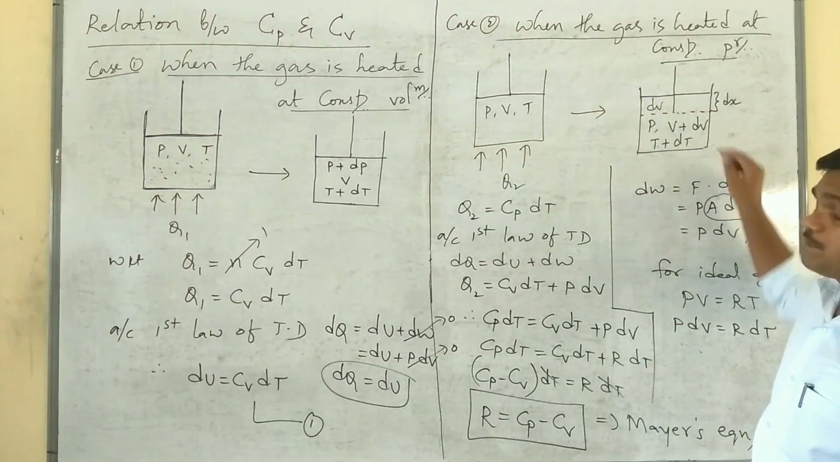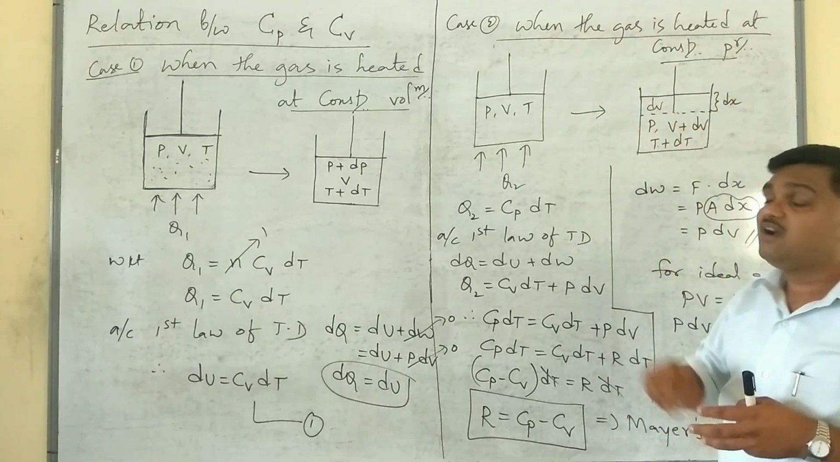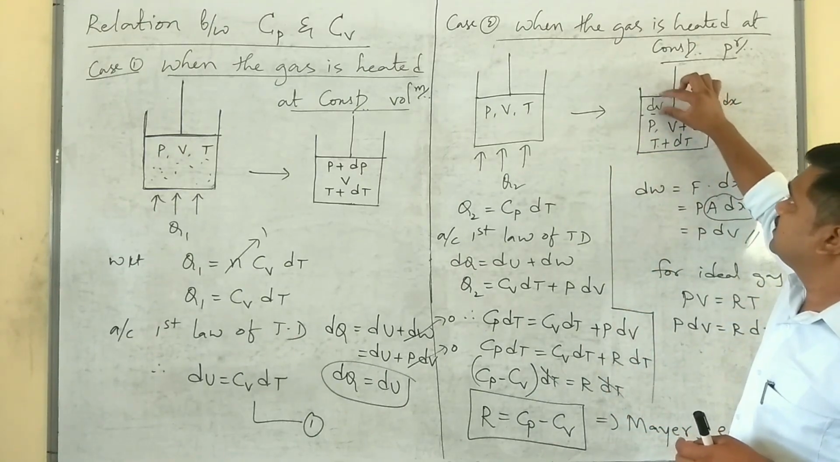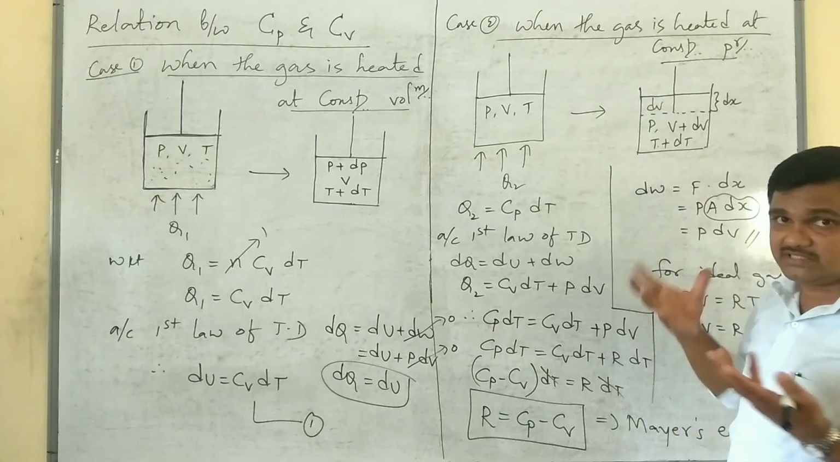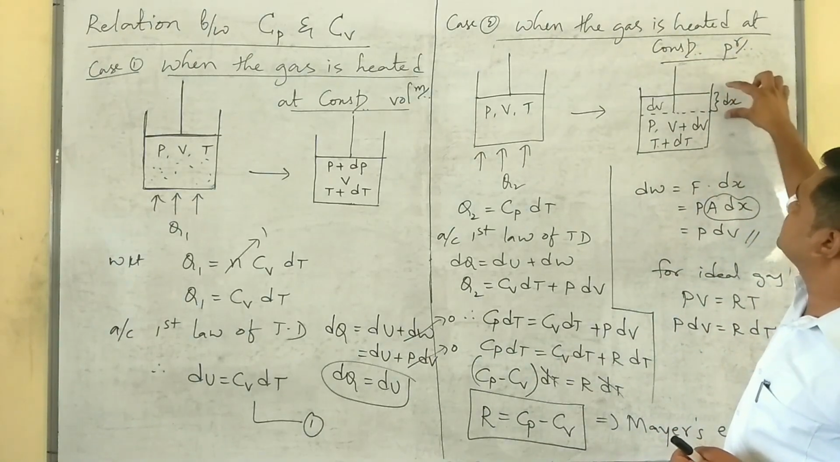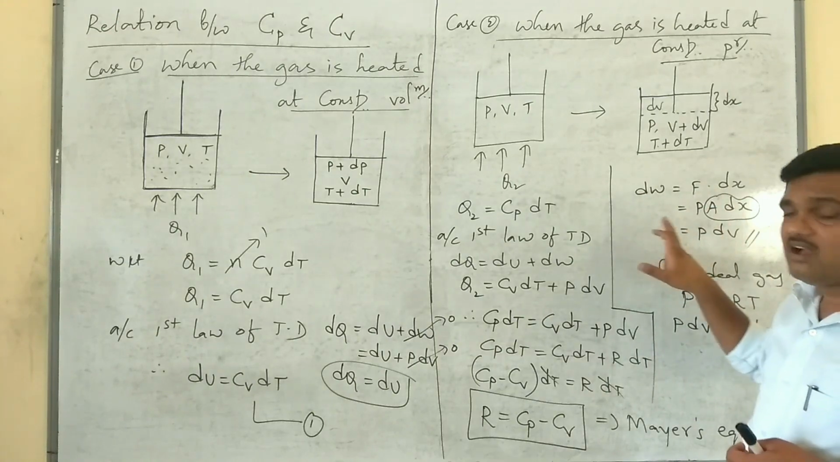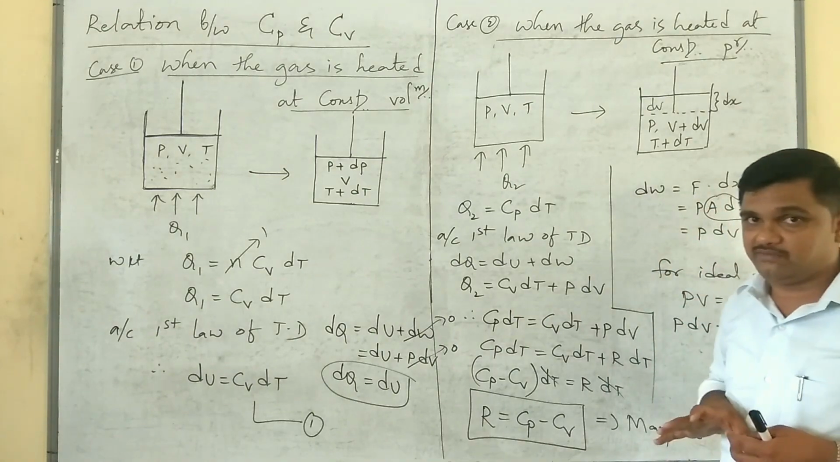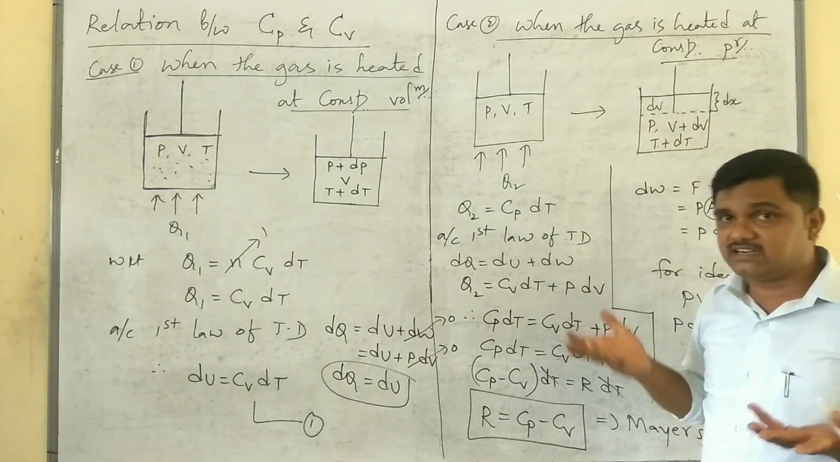As we increase the temperature, according to Charles' law, the volume also increases. As the volume increases, an extra volume is created here, that is dV, which is also called the change in volume, and the displacement of the piston is taken as dx. Dx is necessary only to show how dW is equal to PdV. Otherwise, no need to mention it here; simply you can write dV.